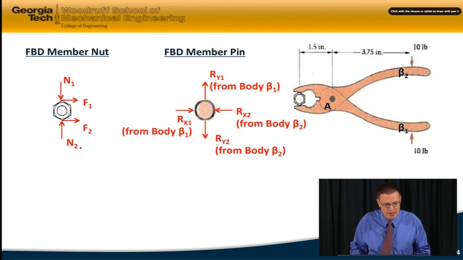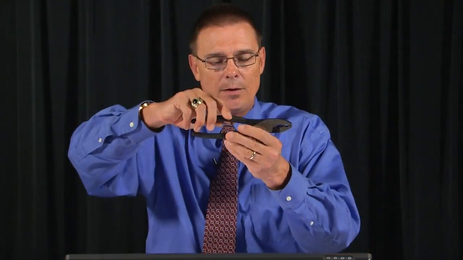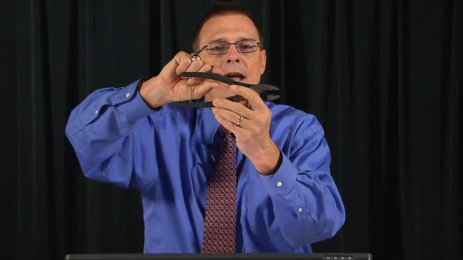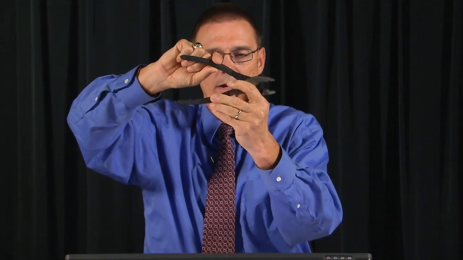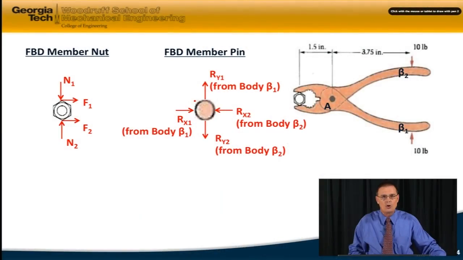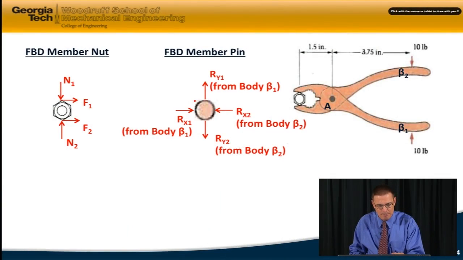Okay, here are the free body diagrams for the nut and the pin that I've drawn. You'll note that I've just drawn the directions arbitrarily. I've just assumed the directions. The mathematics will tell me if they're in the opposite direction by having negative numbers come out of my mathematics. You will note on the free body diagram of the pin, I have the forces acting from one half of the pliers, body B1 and body B2, and so those are equal and opposite, acting on my pin to keep it in equilibrium.